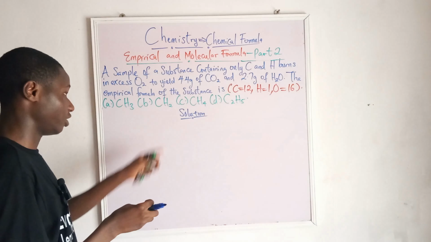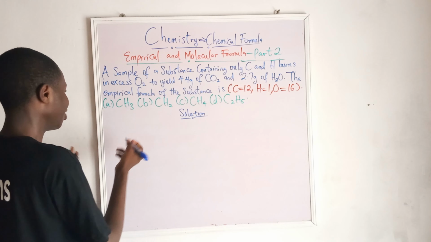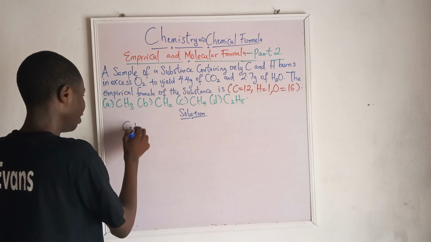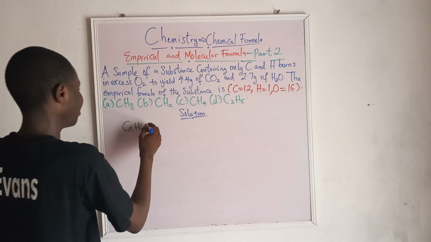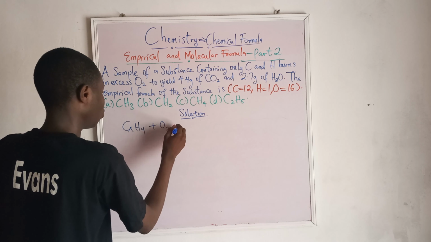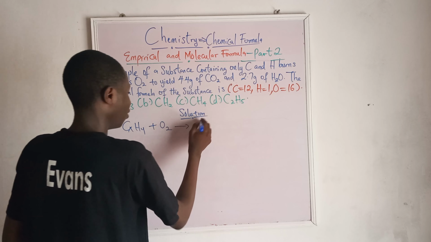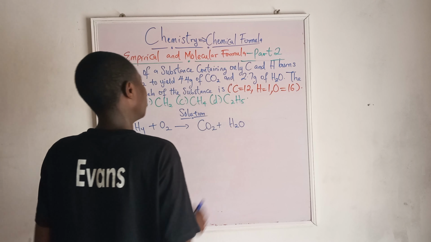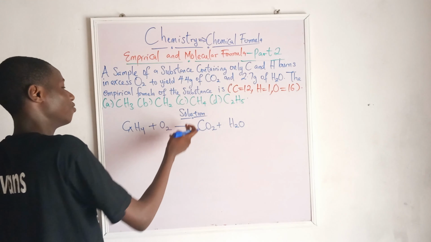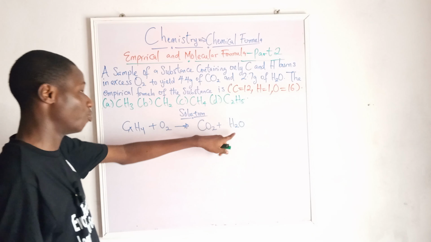So this is our solution. Now the next thing we are going to do is, let's assume the compound is CxH2y, right? They said it burns in excess oxygen to form what? To form carbon dioxide and water. But the thing is, we don't know the number of carbon dioxide that compound forms. We don't know the number of moles.